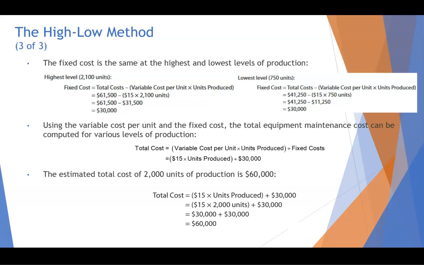We can take the variable cost per unit and the fixed cost, and the total equipment maintenance costs can be computed based on various levels of production. So we take our $15 times the units produced plus our $30,000 to come up with our high-low method here.